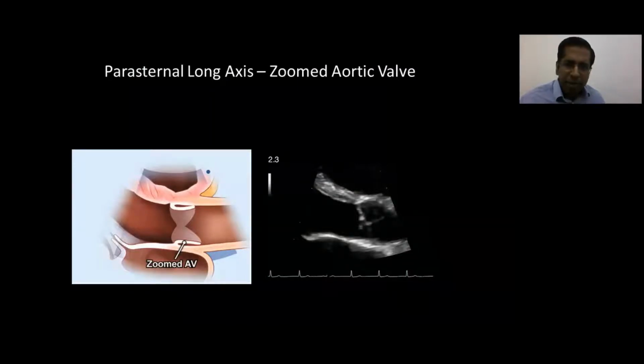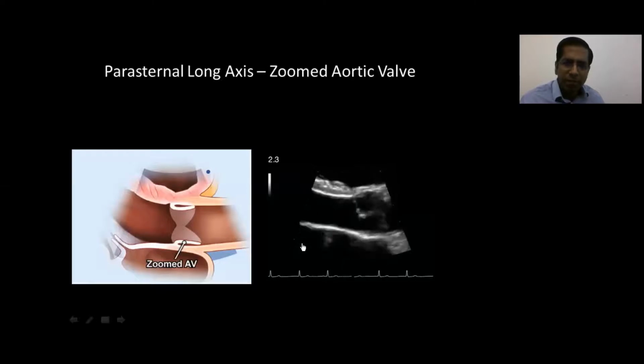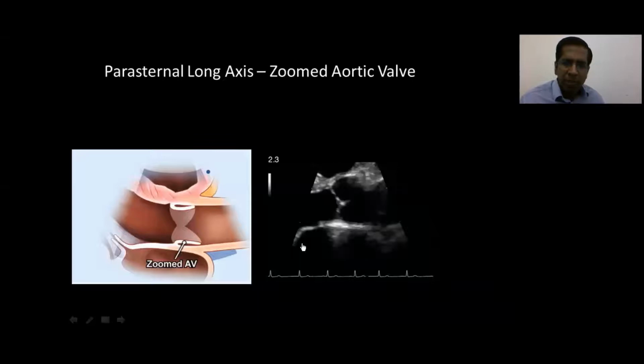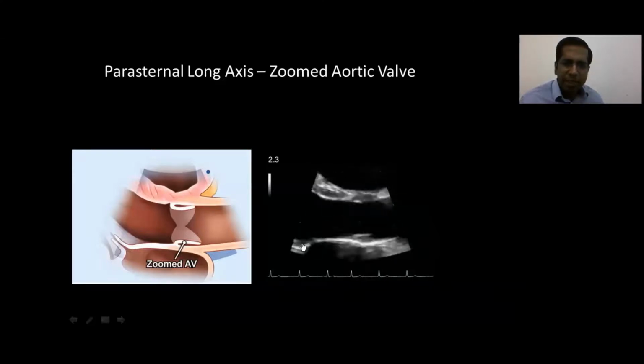next view. So in the parasternal long axis view itself, we zoom the different valves. So what has been shown here is a zoom view of the aortic valve. This is a very important view, mainly for the purpose of looking at the left ventricular outflow tract. So this is a good view.